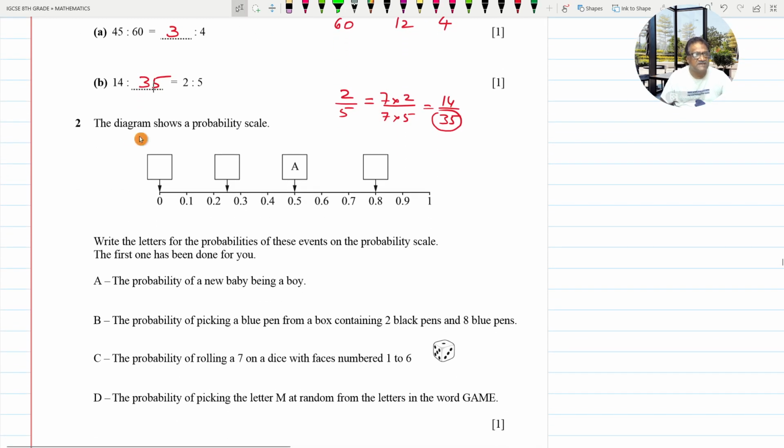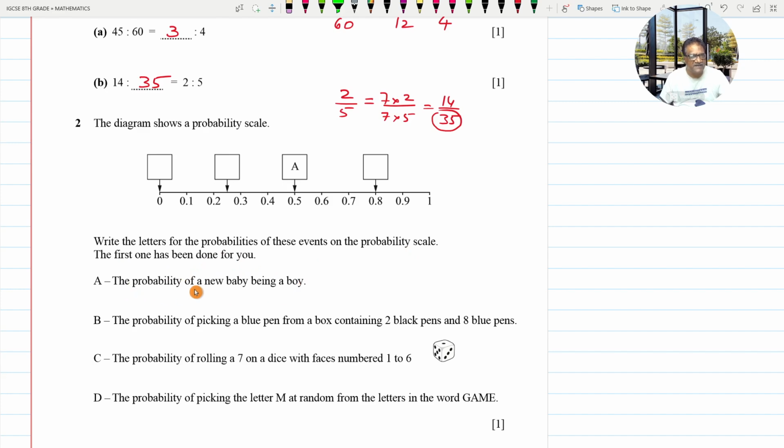Question number 2 says that the diagram shows the probability scale. You can see here the probability scale is always between 0 and 1. So you cannot have a probability which is negative, less than 0, and you cannot have any probability greater than 1. This is the scale given to you. Write down the letters for the probabilities of the events on the probability scale. And the first one has been done for you.